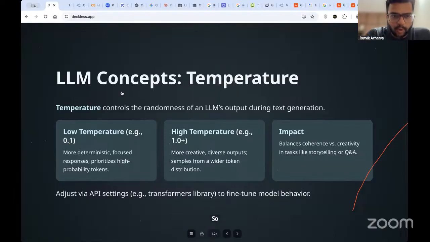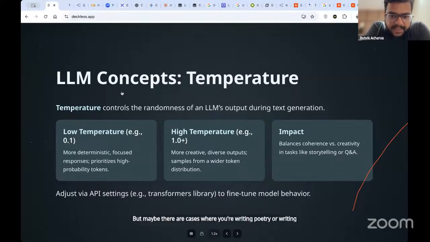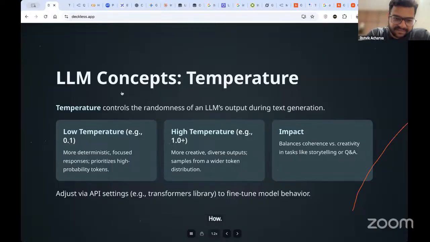So when we talk about large language models, there's a parameter called temperature. Maybe some of you know about it. There are cases where you need an output to be very specific, very accurate. But maybe there are cases where you're writing poetry or writing a storybook and you want ideas that are very different, very creative, for example, right? So temperature as a variable controls how specific or how creative your answers will be.